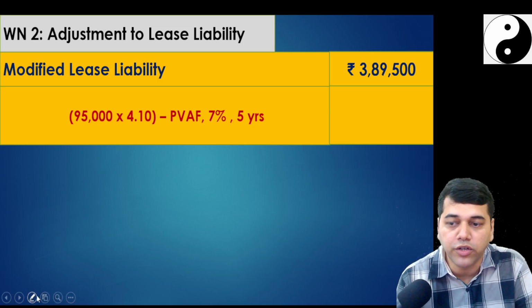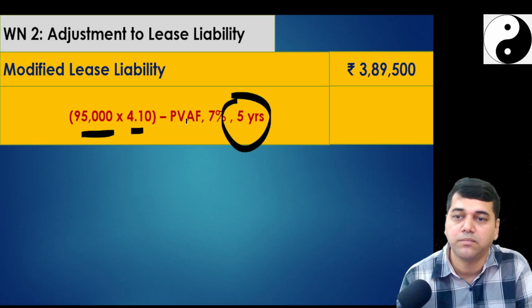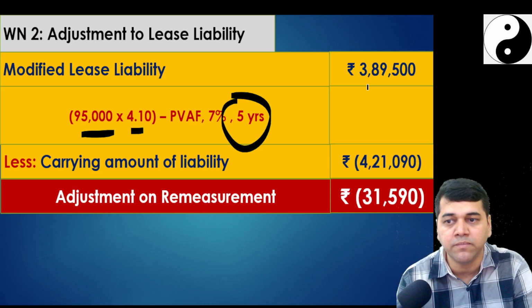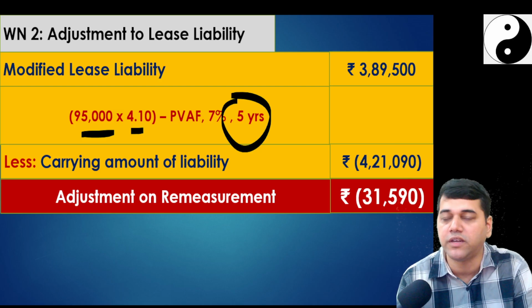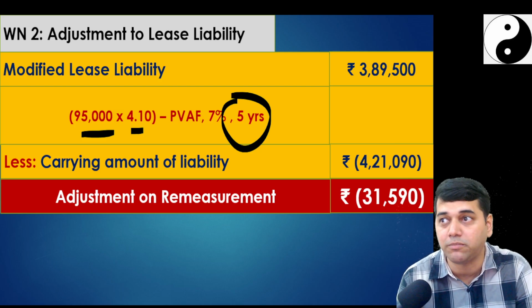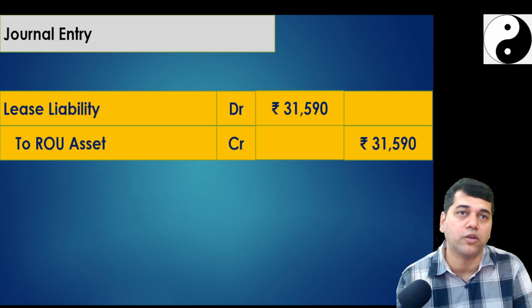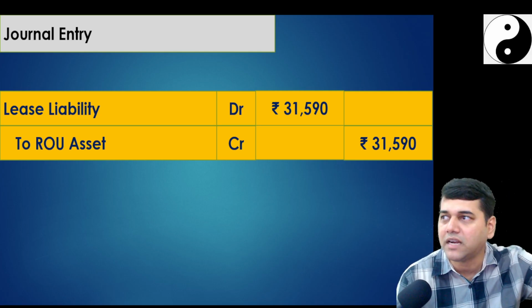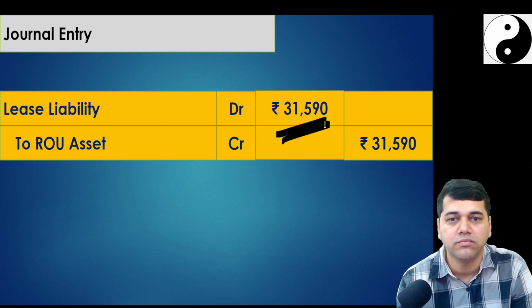Okay, what will you take? 95,000 for the remaining 5 years. Present value annuity factor, you got 3.89. Carrying amount of the liability will be 4.21. Adjustment will be 31,590. You got a negative adjustment. That means, what is the entry? Lease liability is going to reduce against ROU. Obviously, it makes sense, no? From 1 lakh to 95, the liability should get reduced. So, everyone got this number?